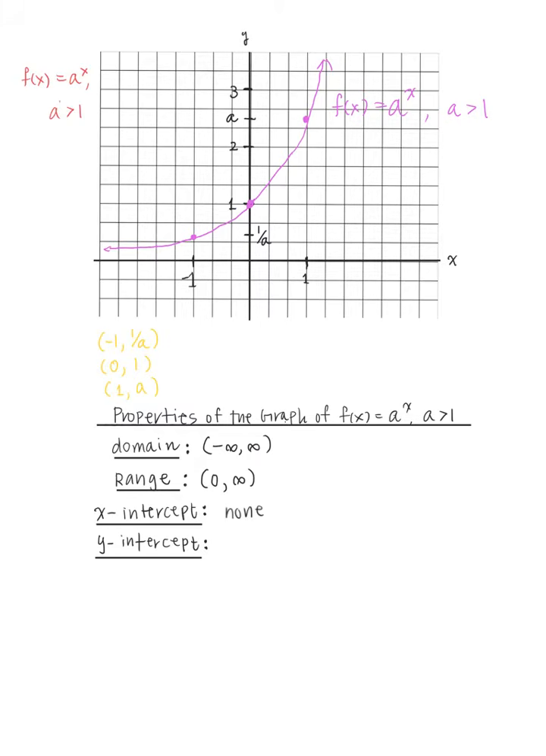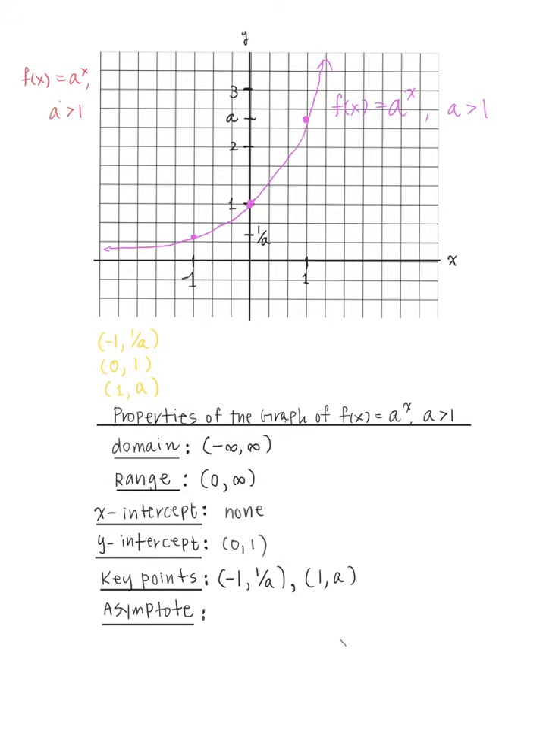Next, let's go with the y-intercept. The y-intercept is where the graph is going to cross the y-axis. Well, there's only one point where the graph is going to cross the y-axis. That's at (0, 1). So therefore, the y-intercept is going to be (0, 1). Now let's go with the additional key points besides (0, 1). As we talked about earlier, no matter what, when x is -1, our y value is going to be 1 over a, where a is the base. Another one is when x is 1, we're going to have the corresponding y value to be just a.